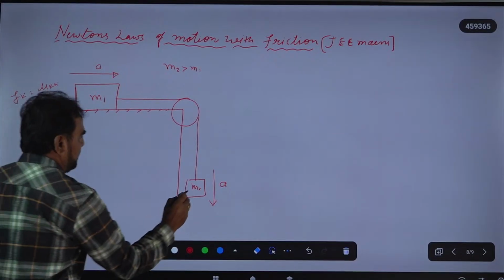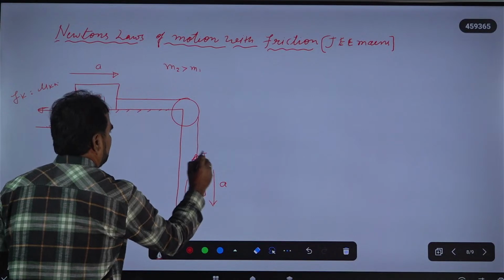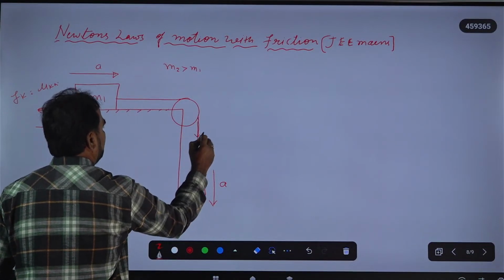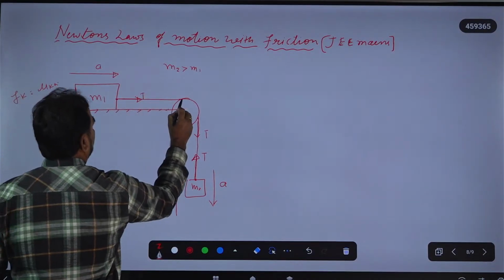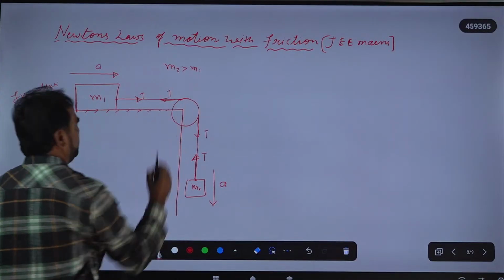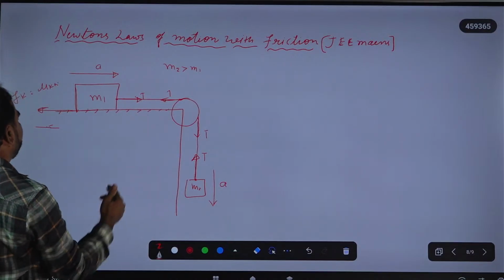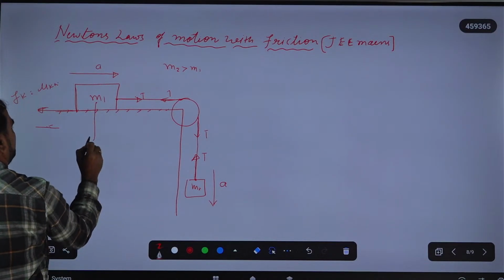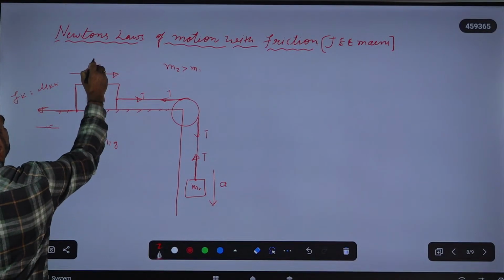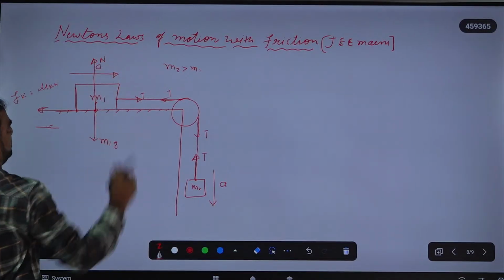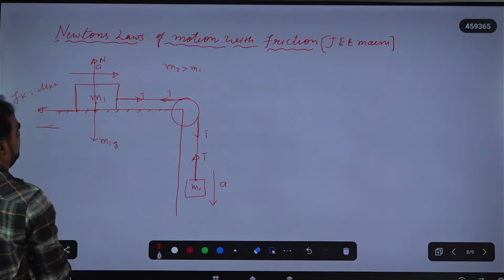The tension force at every touching point will act away from the touching point. For the m1 block, how many forces act on it? Its weight m1g acts in the downward direction, and the normal reaction force N acts in the upward direction.